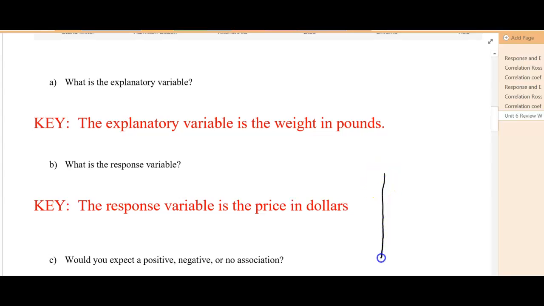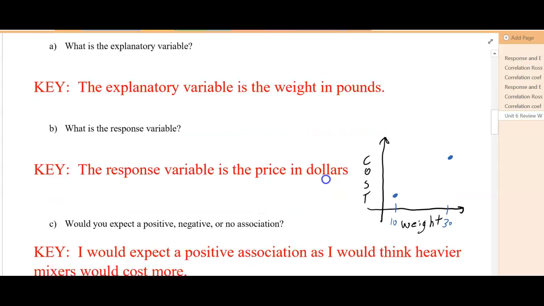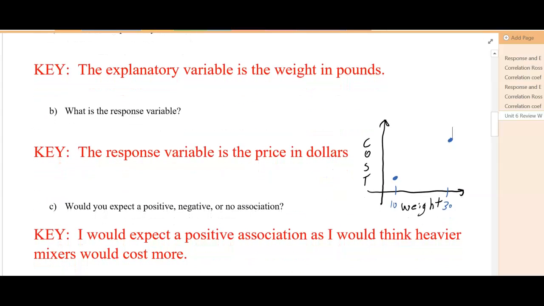The next question is, would you expect a positive, negative, or no association? If we do a quick sketch, remember the weight is the explanatory, so that's going to go on the horizontal, and the cost would go on the vertical. If a mixer weighed, say, 10 pounds, I'd expect the cost to be low, versus if a mixer weighed 30 pounds, I would expect the cost to be higher. Therefore, I would think that there would be a positive association between the weight and the cost.